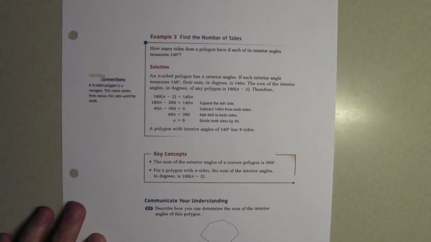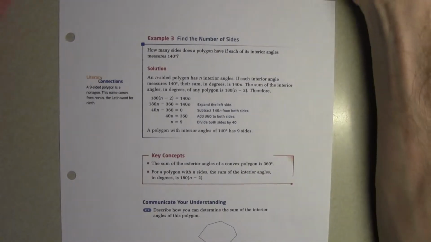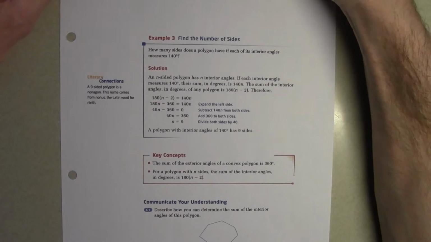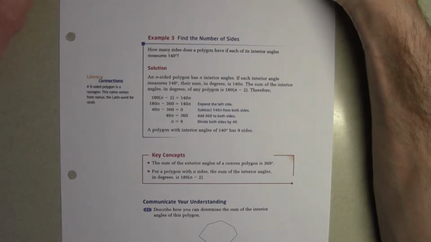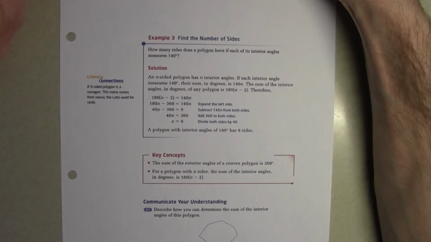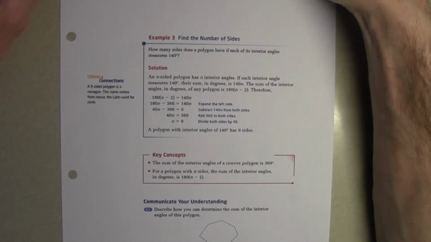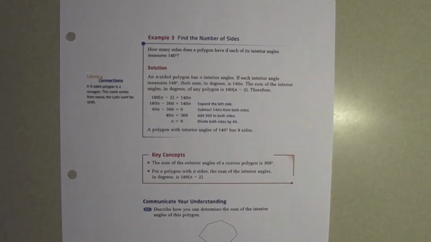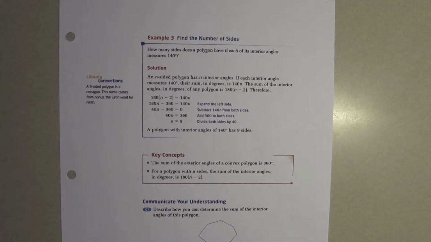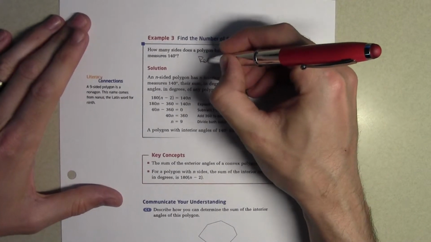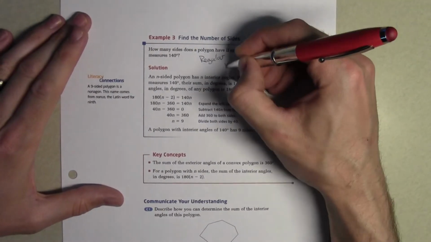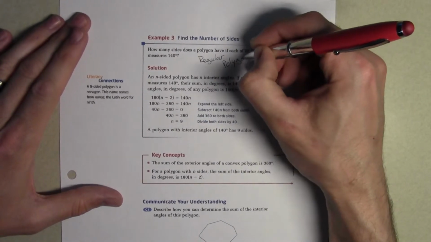Finally, last example. Find the number of sides. How many sides does a polygon have if each of its interior angles measures 140? Okay, so we know the interior angles are all measuring 140. So we know it's a regular polygon. We know that because they're all the same.